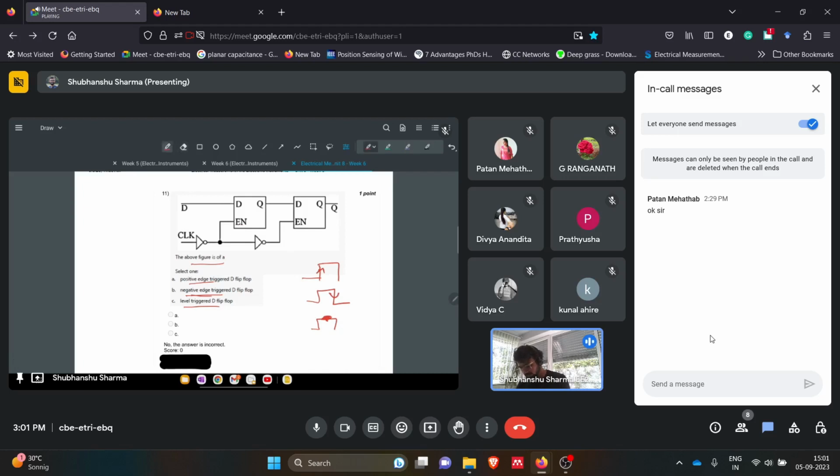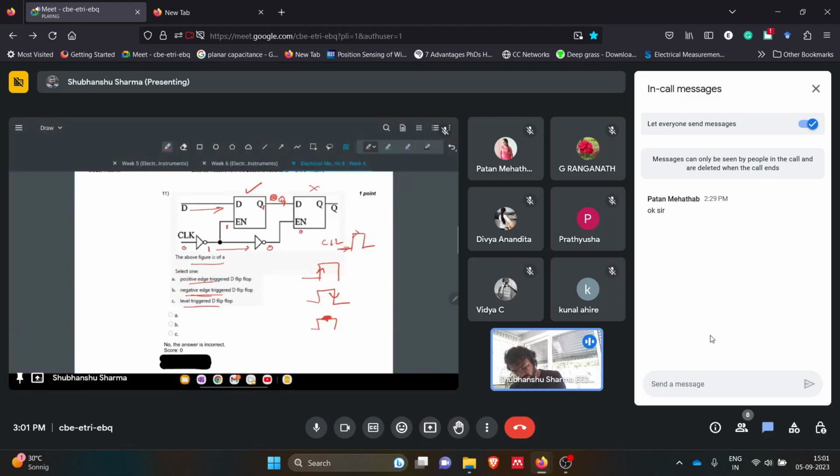So let's say we gave 0. Initially the clock was 0. Then let's say the clock went like this. So this became 1, this was enabled. Whatever value was there, this held that value and it was presented here. So let's say some q value came, this is q1. It is holding that, and this will be 0 because we gave 1 here, and this enable was 0, so this was not active.